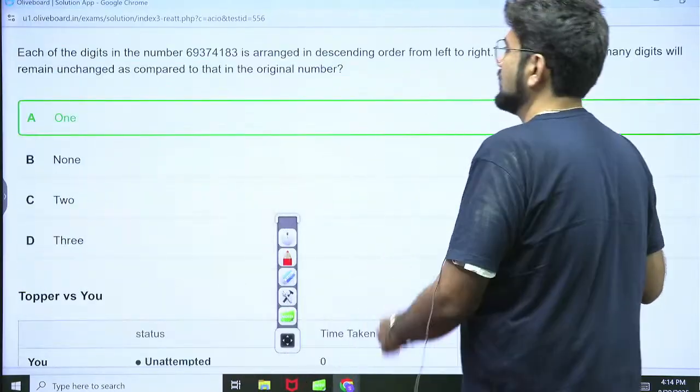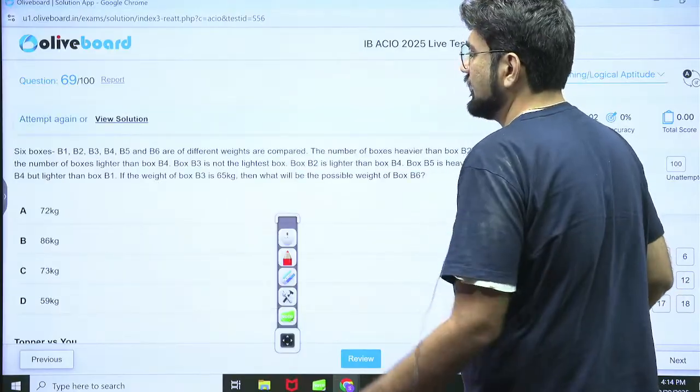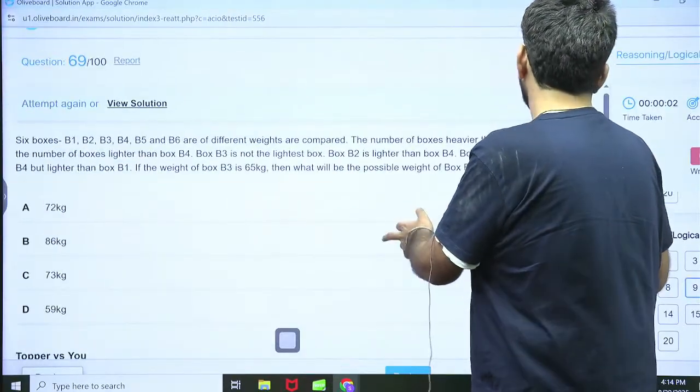33 seconds. Again, slightly more. Could have gone slightly lesser, but still not bad. Anywhere, anything around 30 seconds is good.